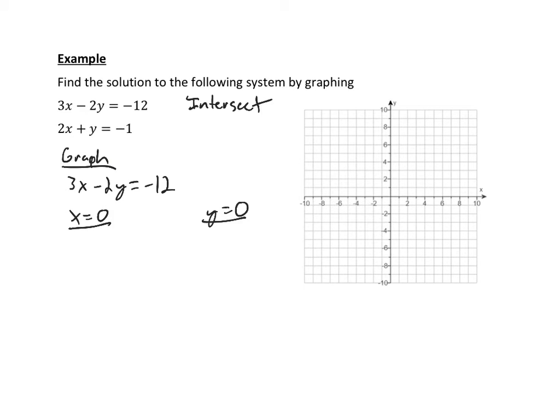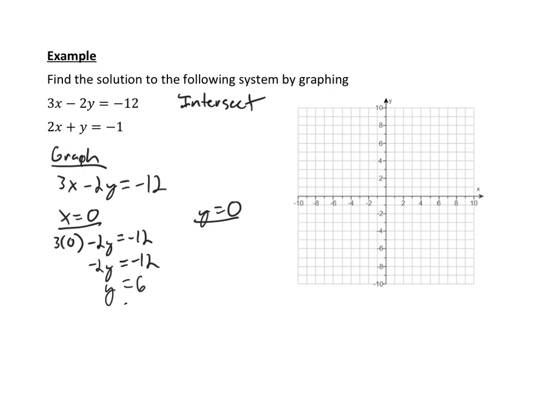And get some points. If I try x equals 0, 3 times 0 minus 2y equals negative 12. So negative 2y equals negative 12. Dividing by negative 2, we get y equals 6. So (0, 6) is a point on the graph.